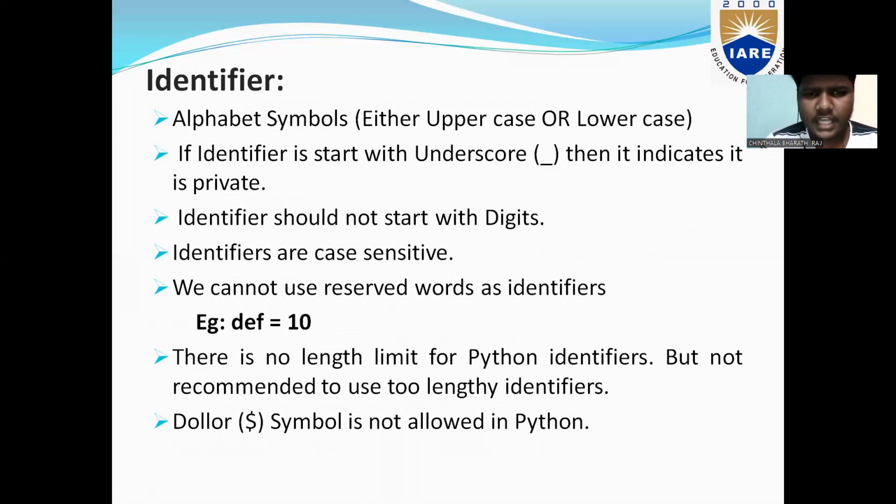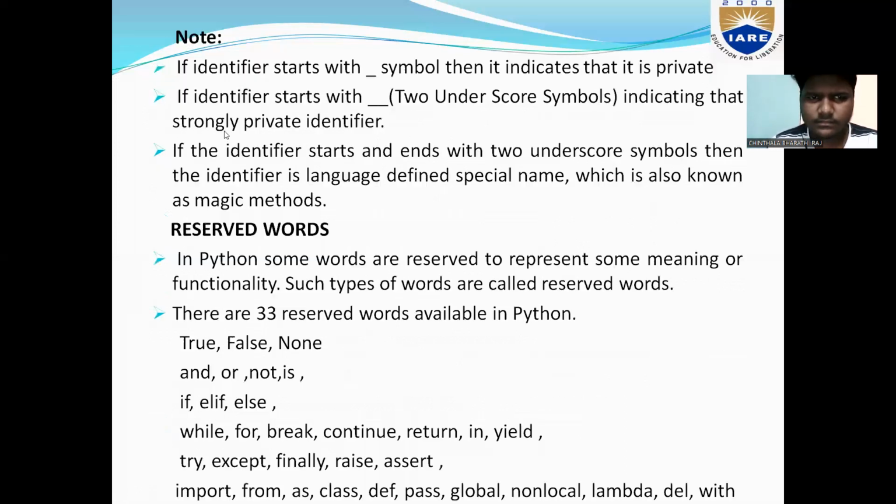If identifier starts with underscore, then it indicates it is private. Identifier should not start with digits. Identifiers are case sensitive. We can't use reserved words as identifiers, for example, def. There is no length limit for Python identifiers, but it is not recommended to use too lengthy identifiers. Dollar symbol is not allowed in Python. These are the few rules of identifiers.